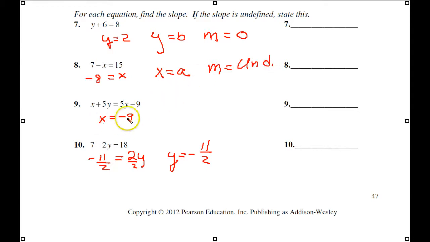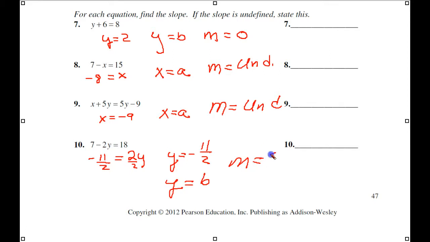Here we have another x. So this is undefined. Again, this is x equals a. And this is y equals b. The slope is 0.